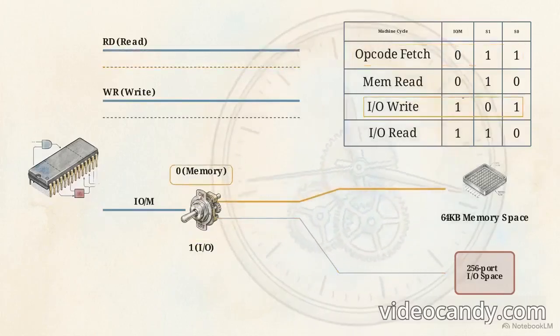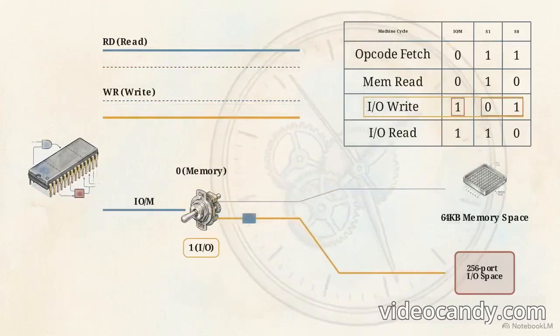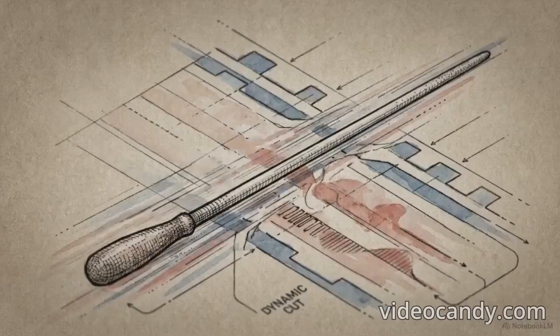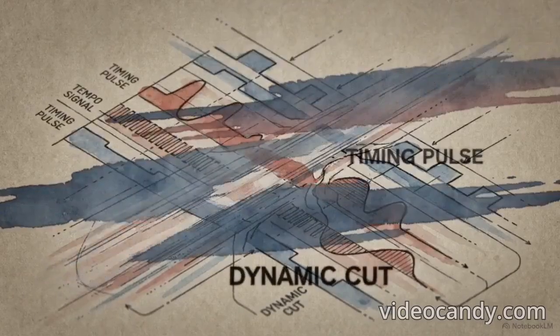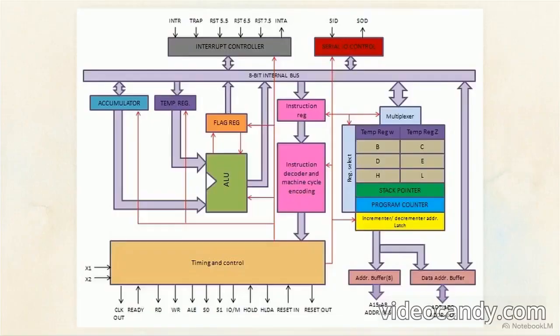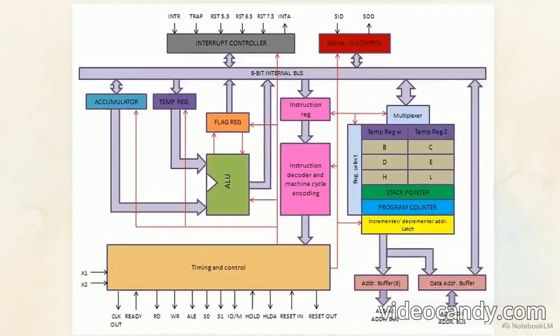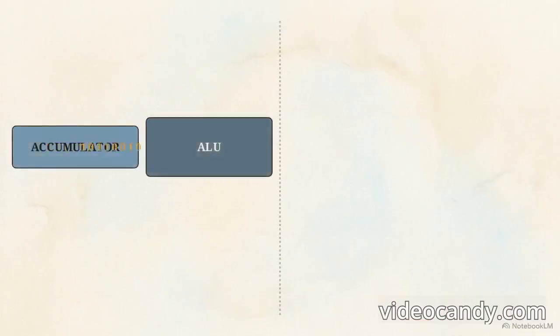A machine cycle is defined by the matrix of IO/M, S1, and S0. For an opcode fetch, IO/M drops to 0, S1 and S0 become 1, and the RD signal fires. Conversely, for an IO write, IO/M flips to 1, S1 to 0, and WR fires, redirecting data to a peripheral. The timing and control unit acts as a master conductor, utilizing a tiny combination of pins to dynamically reconfigure the motherboard's routing millisecond by millisecond. This internal architecture block diagram lets us transition from the external pins to the internal logic blocks processing the data.